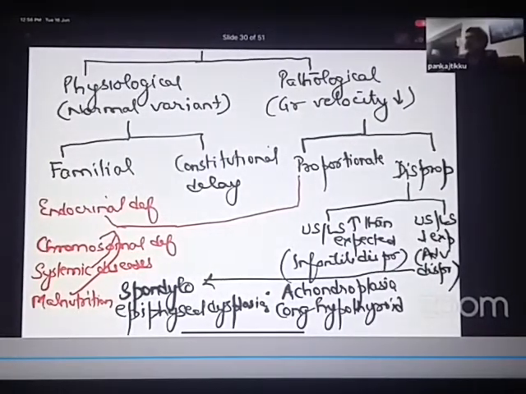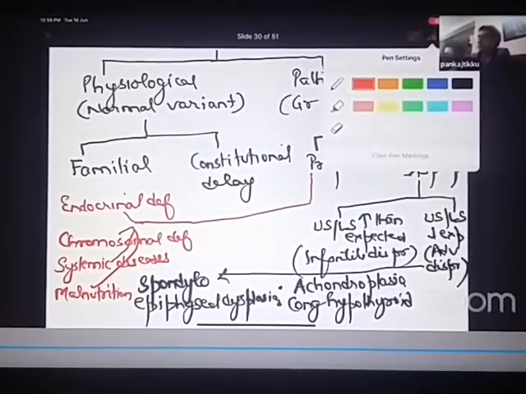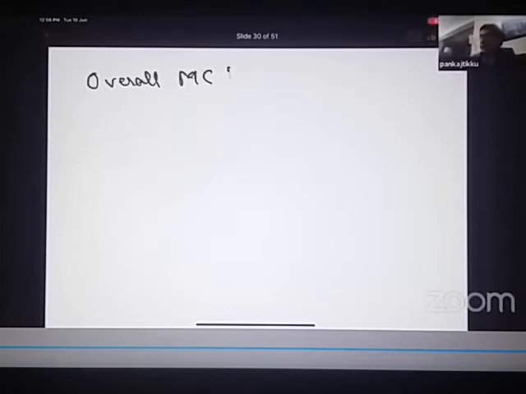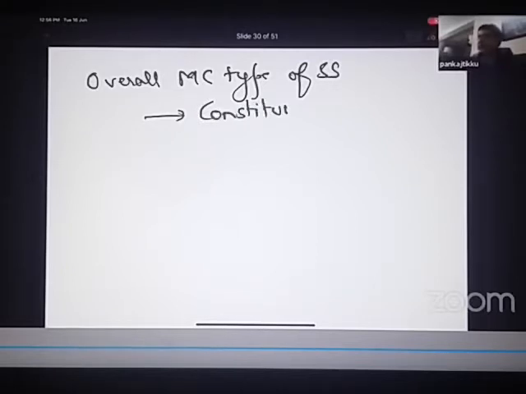Finally, the last thing. Which is overall the most common type of short stature in children? I have talked about so many short statures. Overall, the most common short stature in children is a constitutional delay. This is again an FMG question.